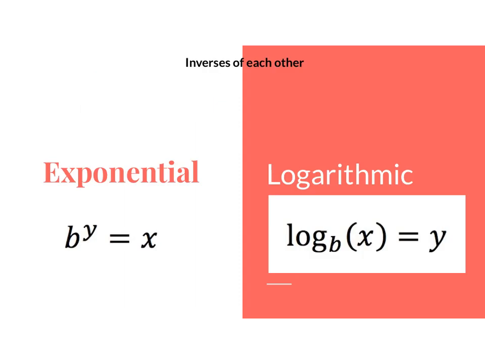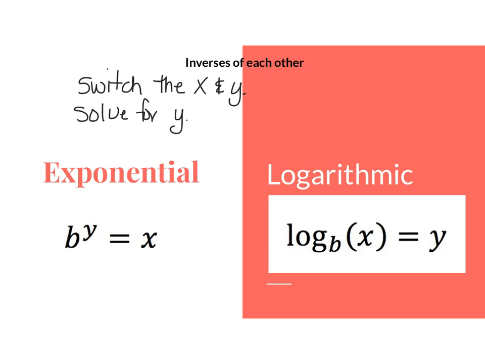Today we're going to talk about the difference between exponential functions and logarithmic functions. They are inverses of each other. Remember, when we have been finding the inverse for the last couple weeks, we switch the x and the y, and then we solve for y. So the way we're going to get the y out of the power is by switching it into logarithmic form.